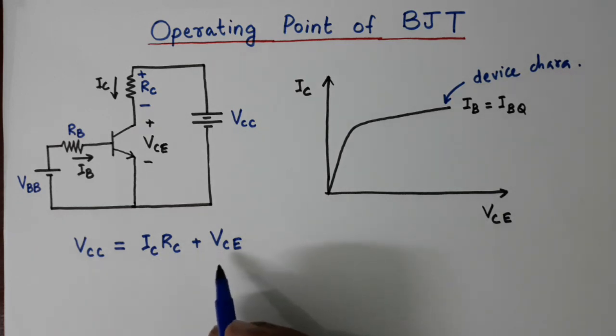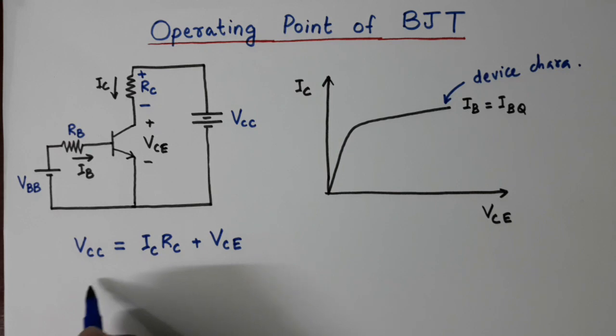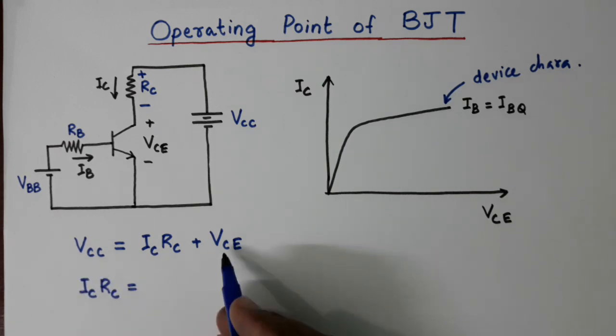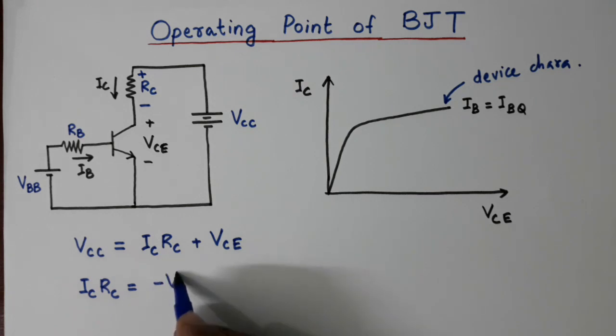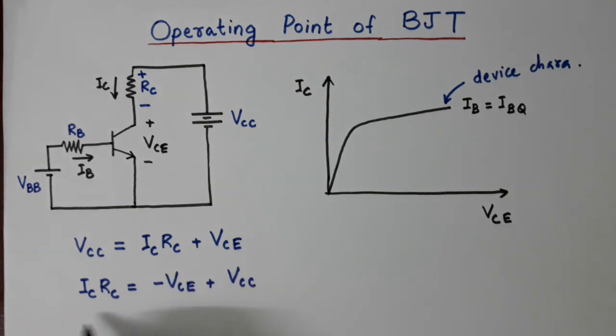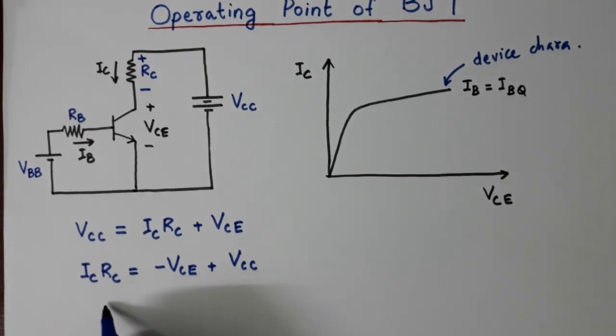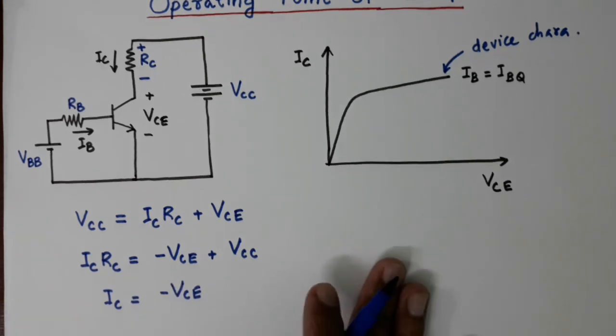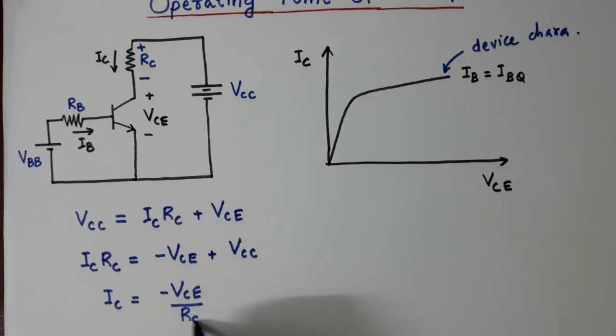Now I can rewrite it like this: IC RC is equal to minus VCE plus VCC, and divide both sides by RC. So it is IC equal to minus VCE by RC plus VCC by RC.